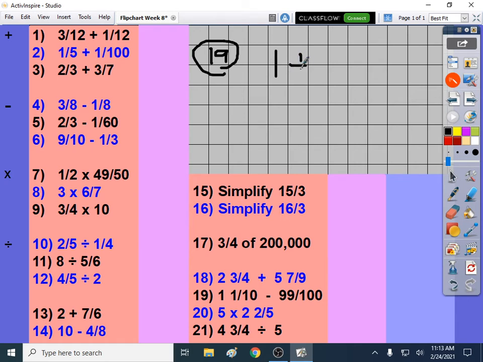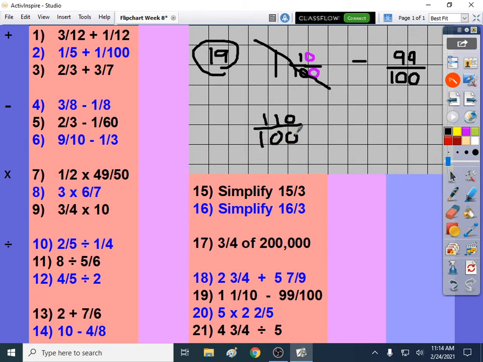1 1/10. Take away 99 hundredths. So did you know that 1/10 is the same as 10 hundredths? See how we multiplied them both by 10? So you can do that. If you do the same to the bottom as you do to the top, it's fair. Inside the big 1 here, there's 100 hundredths, isn't there? So 100 hundredths plus 10 hundredths is 110 hundredths.